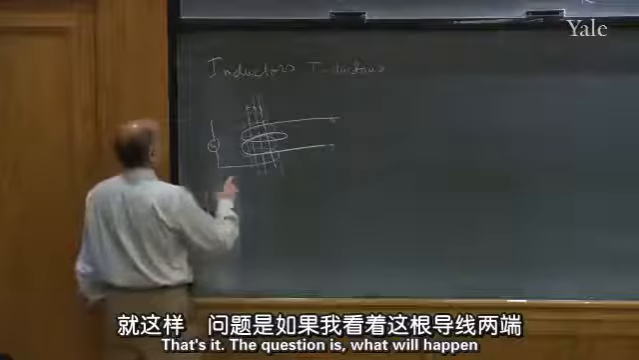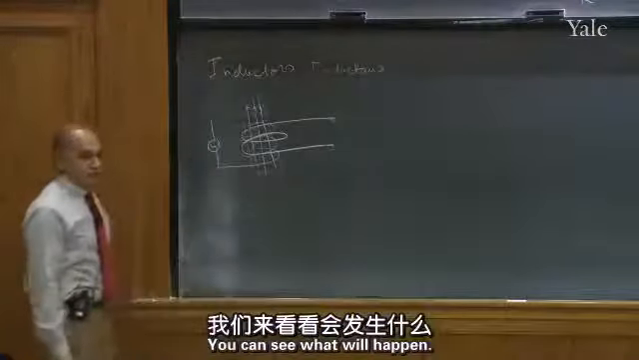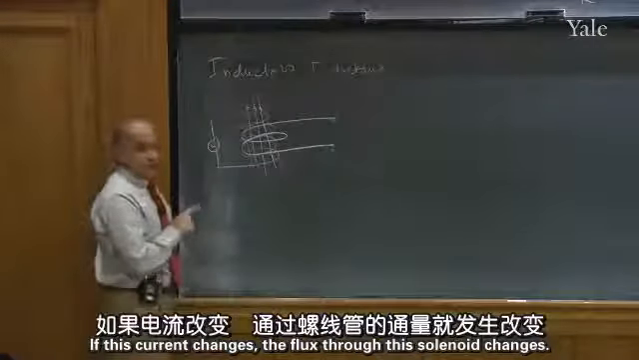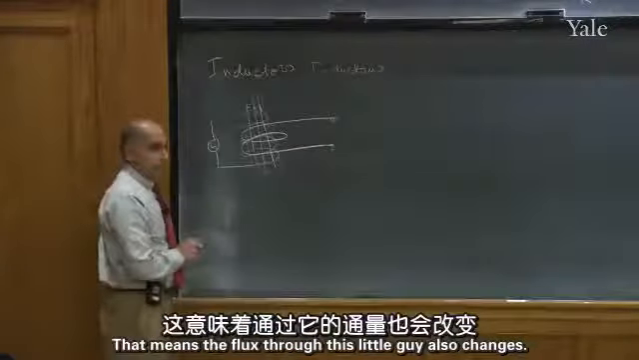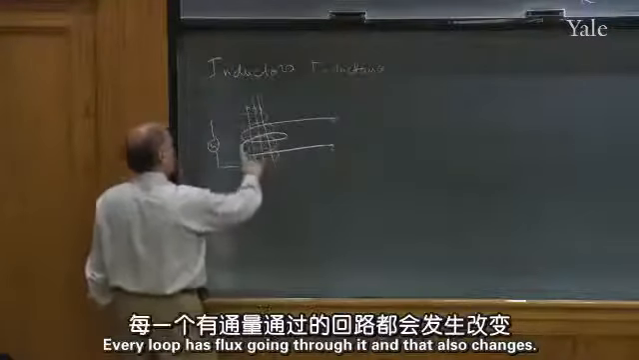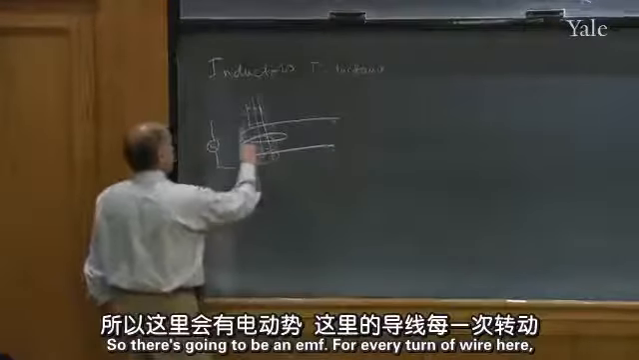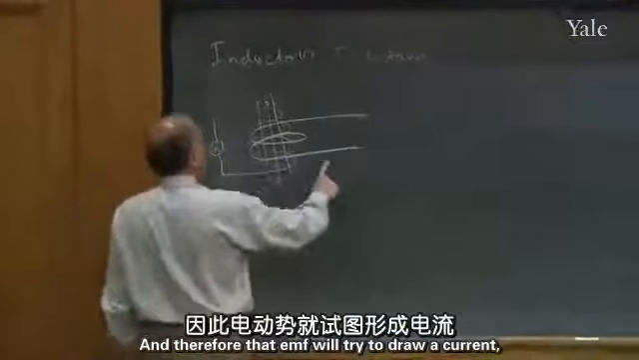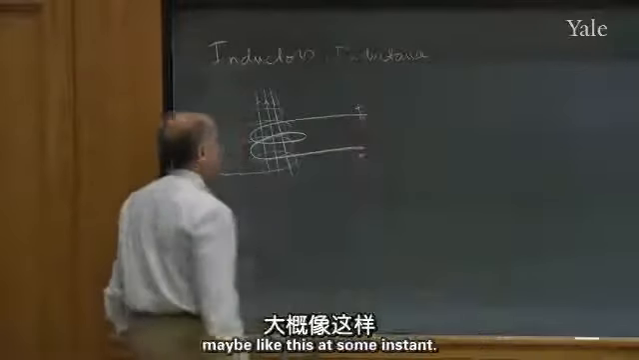The question is, what will happen if I look at the two ends of this wire? You can see what will happen. If this current changes, the flux through this solenoid changes. That means the flux through this little guy also changes. Every loop has flux going through it, and that also changes. There's going to be an EMF for every turn of wire here. There'll be an EMF equal to the rate of change of flux. And therefore, that EMF will try to draw a current just like before, and the charges will pile up maybe like this at some instant.